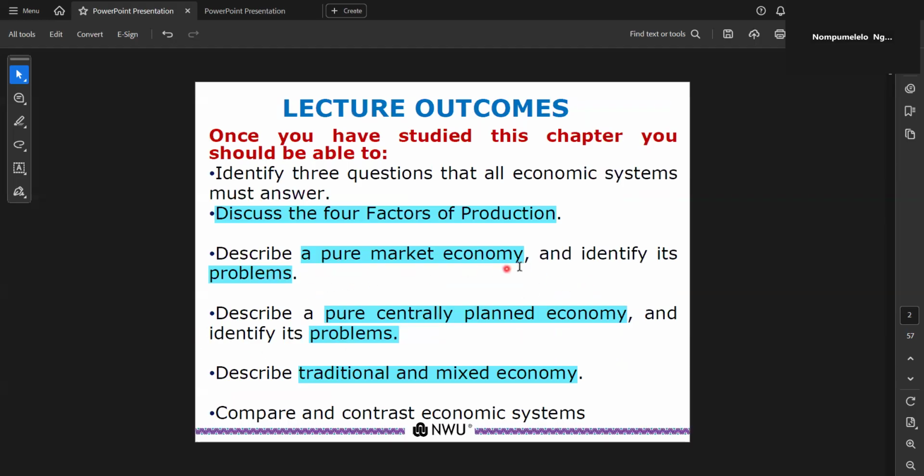They said to describe a pure market economy. We did describe it to say that a pure market economy is privately owned, there is no government involved, and then identify its problems. They only wanted us to know the problems, but now we did the advantages and the disadvantages. And then describe a pure centrally planned economy and identify its problems. So we're going to look at the centrally planned economy.